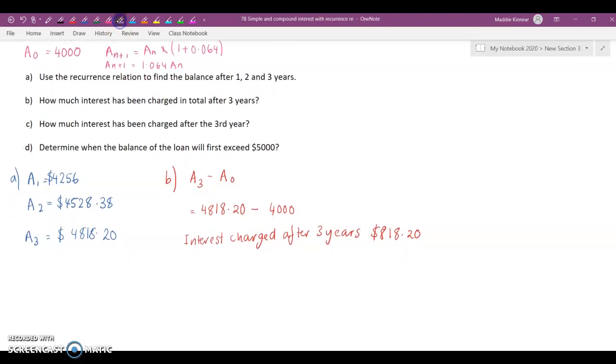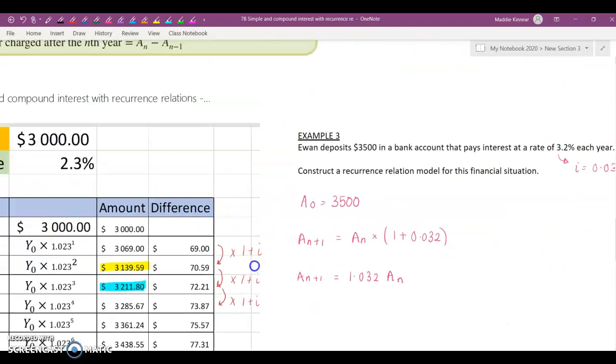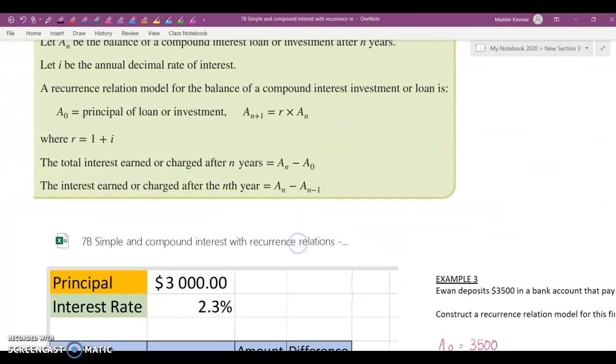The next question, slightly different, says how much interest has been charged after the 3rd year. What we're trying to do now is work out what happened when I went from the 2nd to the 3rd year. The formula, I'll just show you over here: the interest earned or charged after the nth year is A_n minus A_(n-1). So you just subtract away the term before.